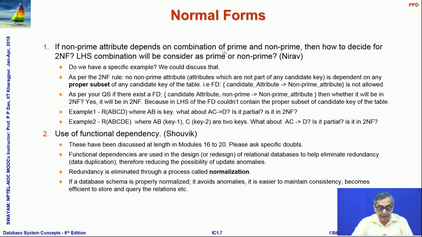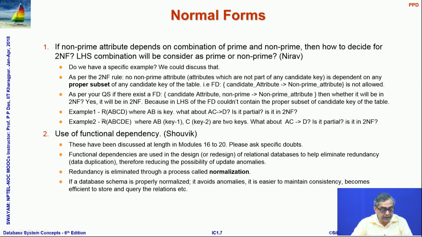If normal form depends on the combination of prime and non-prime. Okay. So, you are asking what happens if the left hand side is a combination of prime and non-prime attributes. The property is very simple. The left hand side has to be a proper subset of a candidate key, that is all, and the right hand side has to be non-prime. It must not occur in the key.